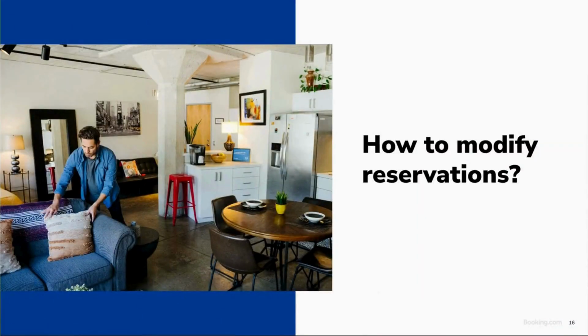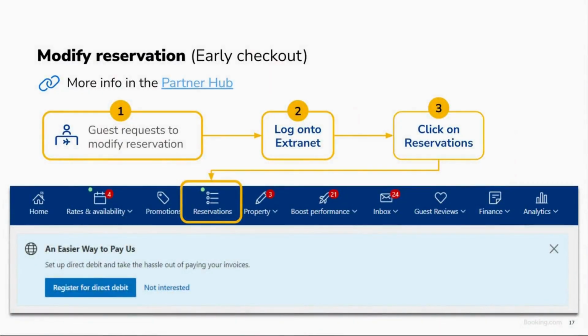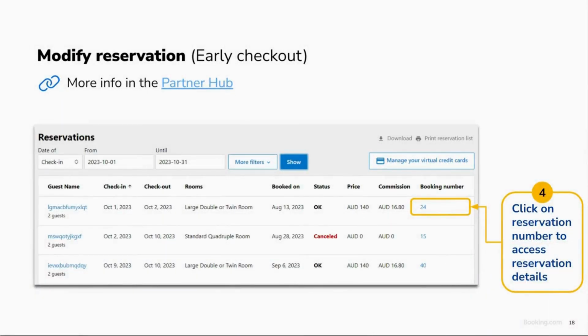Let's now look at how you can report modifications to reservations. If you receive a request from a guest who wishes to modify their reservation, simply log on to your extranet's Reservations tab and locate the guest's booking. Click on the booking number, which will then bring you to this page.